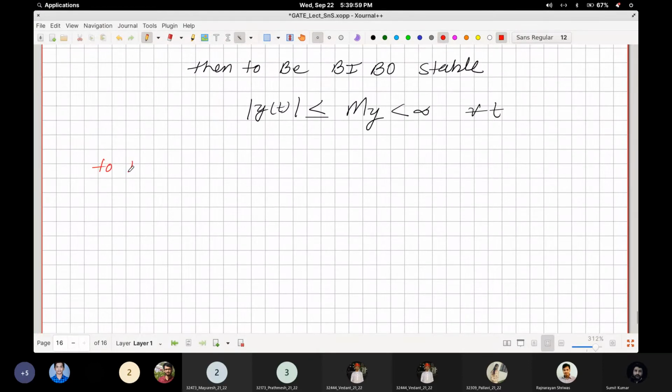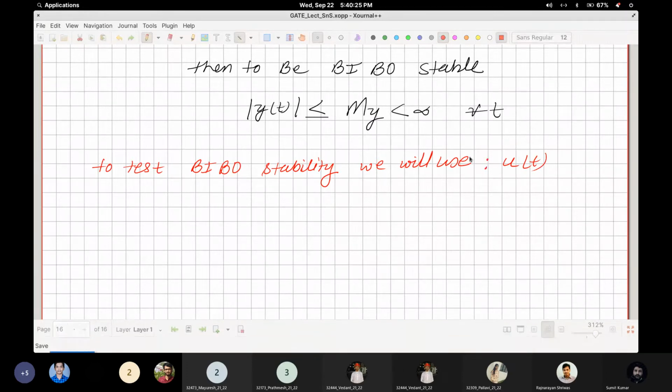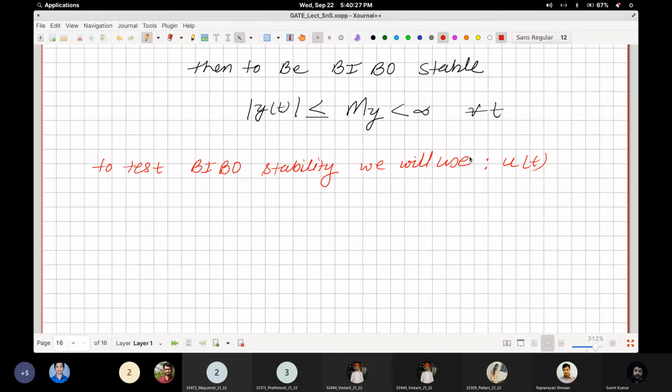To test BIBO stability, we will use UT. ठीक है, UT is a bounded signal, isn't it? So UT अगर इनपुट देंगे तो आपका आउटपुट जरूर क्या होना चाहिए? वो भी बाउंडेड होना चाहिए, राइट? है ना? So our test signal is going to be UT.